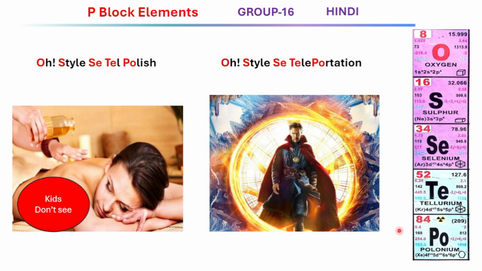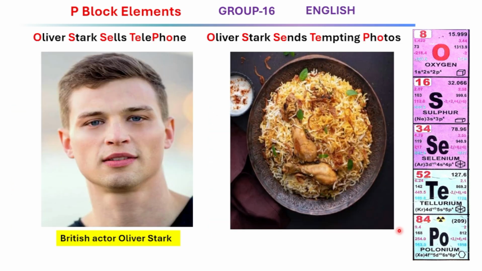So next we will move to English. So for group 16, p block elements: oxygen, sulfur, selenium, tellurium and polonium.